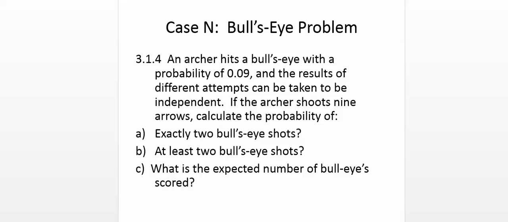In Part B, the question is instead what is the probability of at least 2 bullseye shots, and C, what is the expected number of bullseyes scored with the 9 arrows.